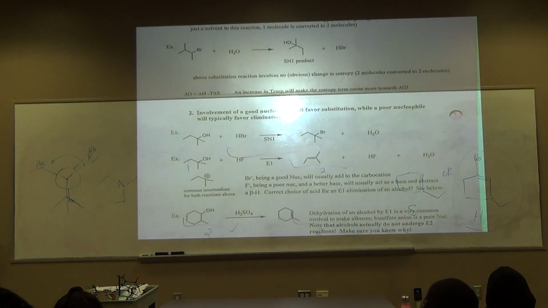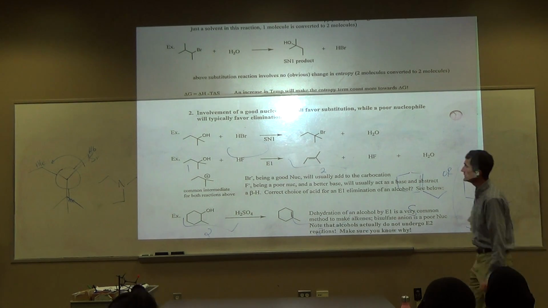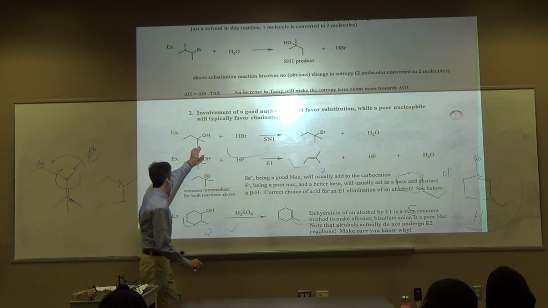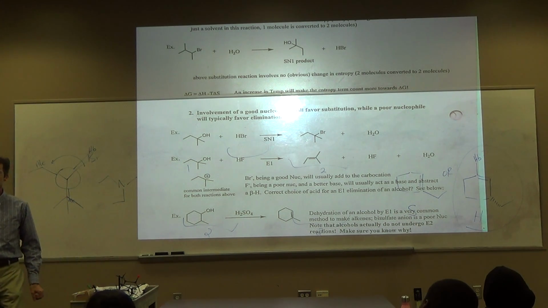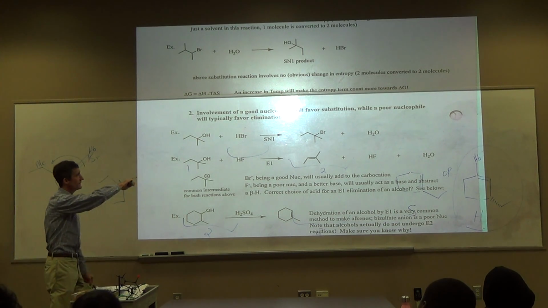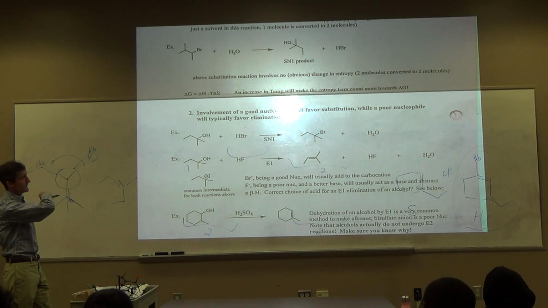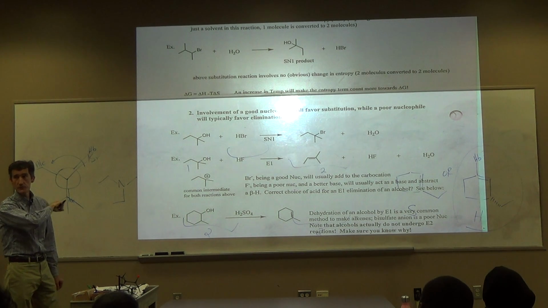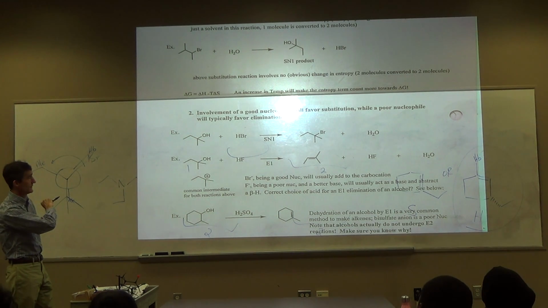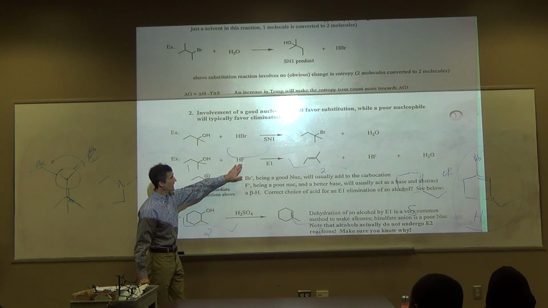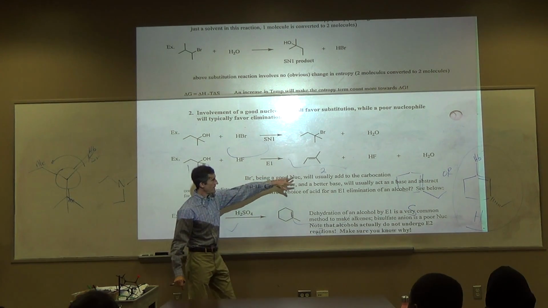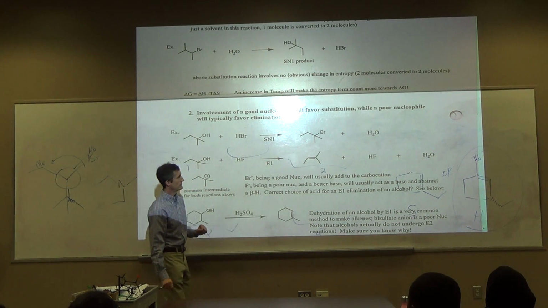Number 2, involvement of a good nucleophile will favor substitution, while a poor nucleophile will typically favor elimination. Look at this. If you take this alcohol, have you ever used that alcohol before? Yes, from last week. If you react it with HBr, you get an SN1. You did this before last week, right? But if you react it with HF, the most likely product is going to be the elimination product, E1.